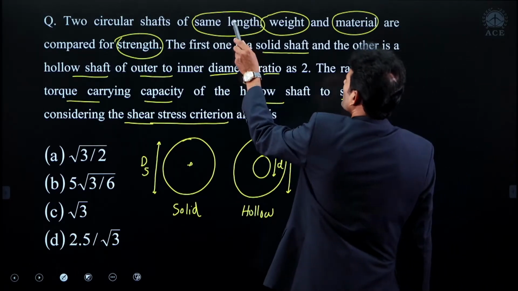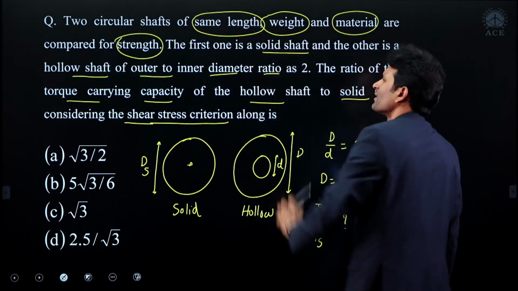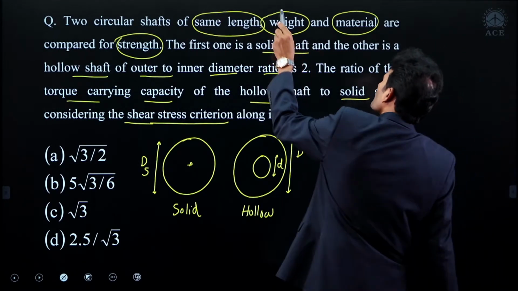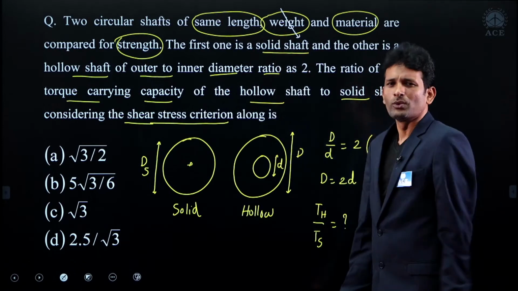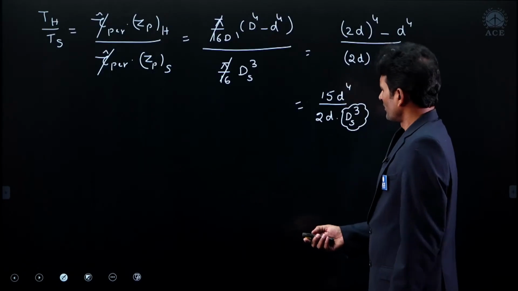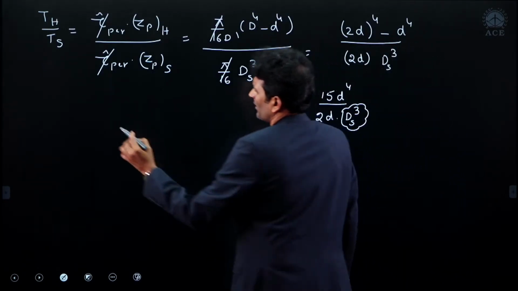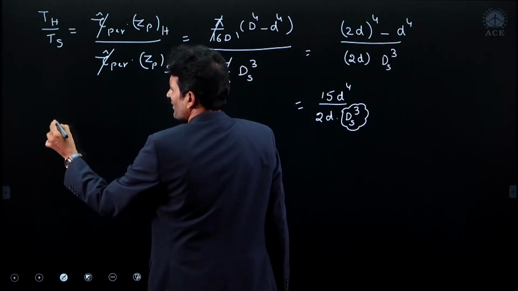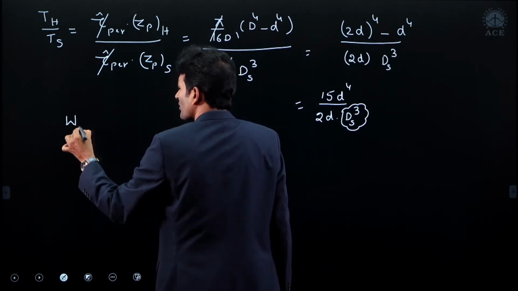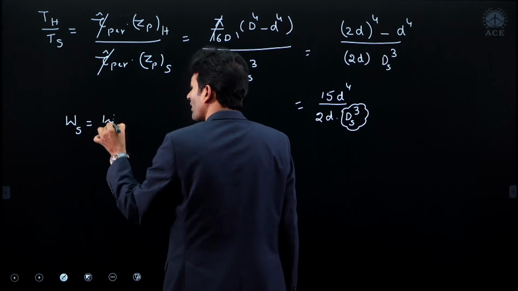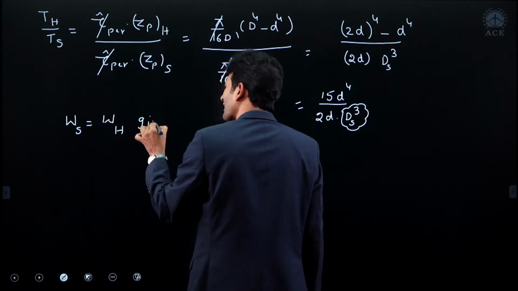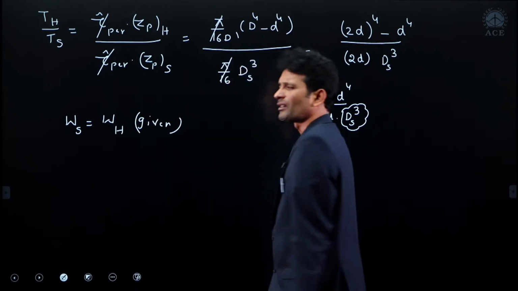Look at this one. Both have the same length and the same weight. I am taking this into consideration. To get the ds value, the parameter I am using is the given condition: weight of solid shaft equals weight of hollow shaft. This is again the other given condition. Interesting question.